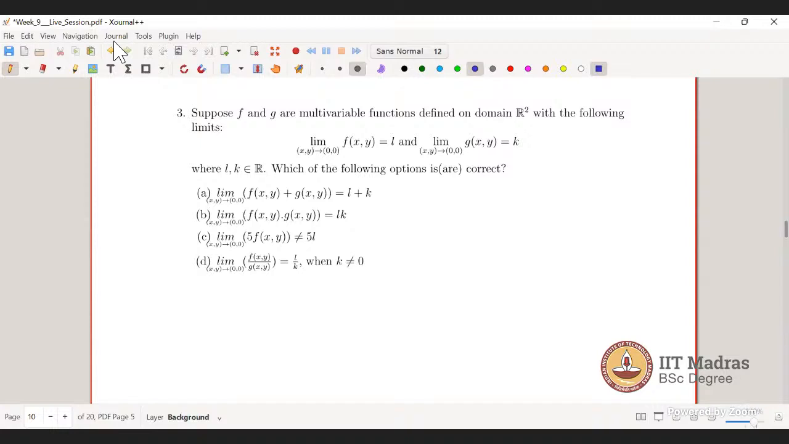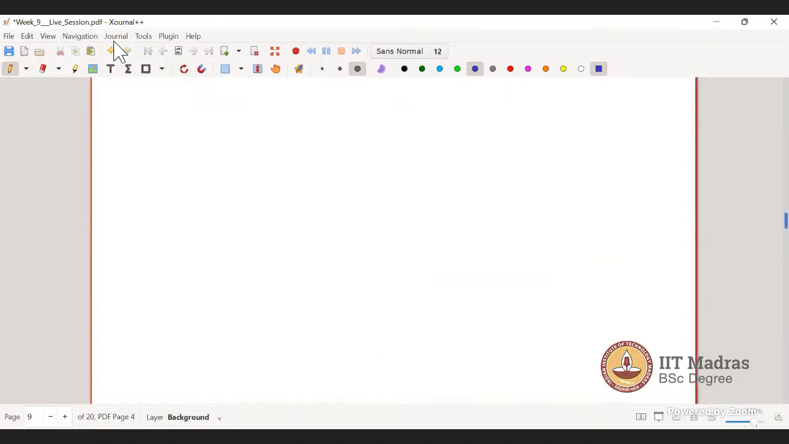a multivariable function is a little tricky. So what is the reason behind that?